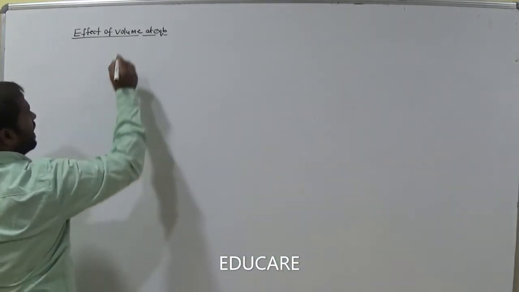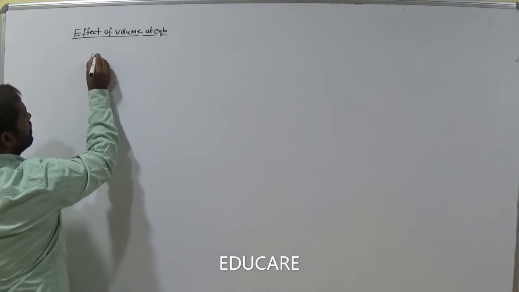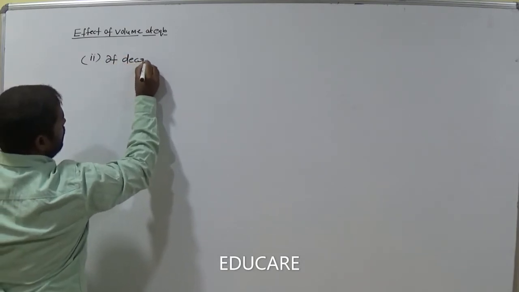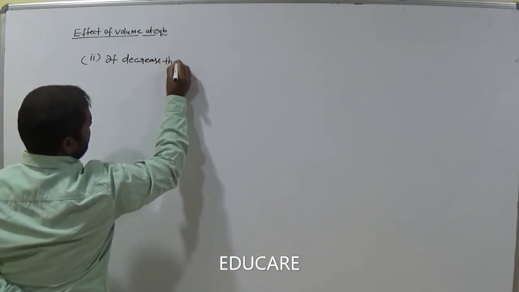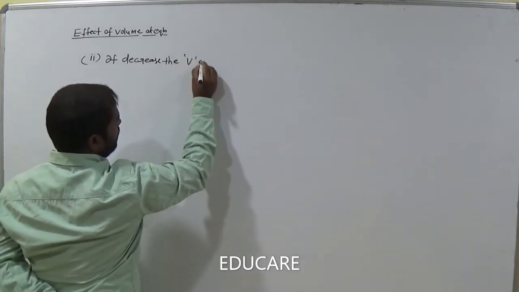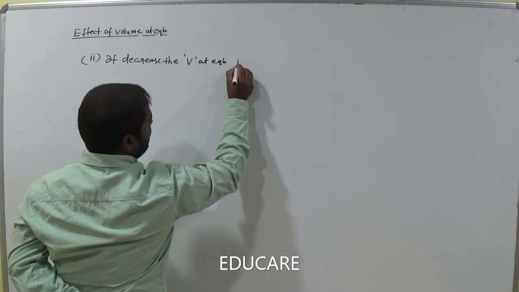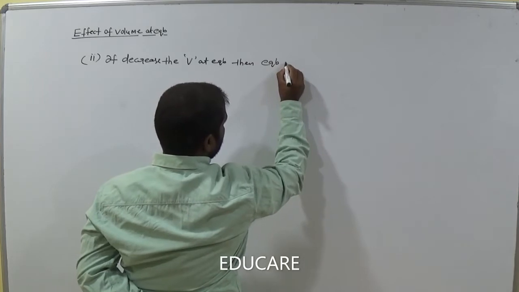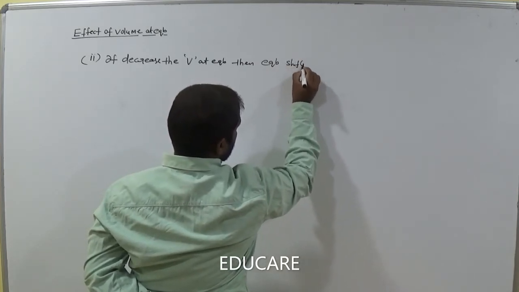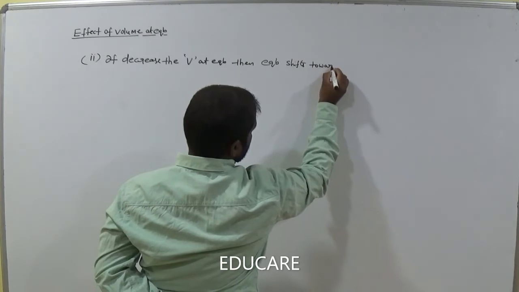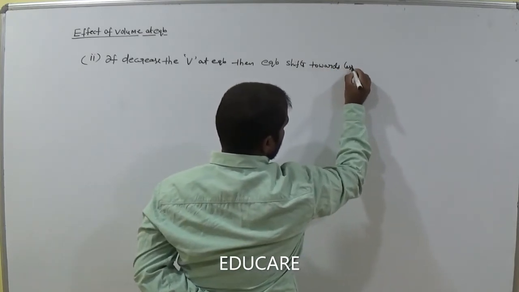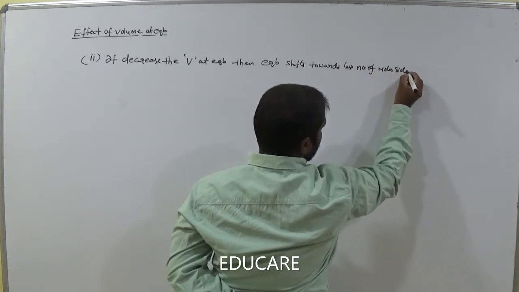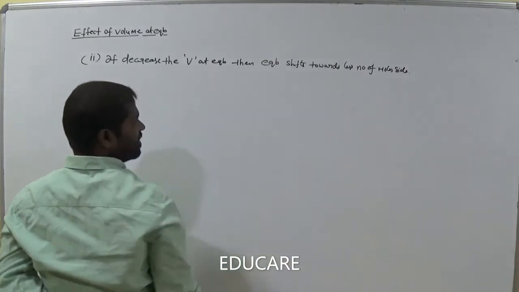So in the volume, the second case is if you decrease the volume at equilibrium, then equilibrium shifts towards less number of moles side. Less number of moles side. Is it clear?